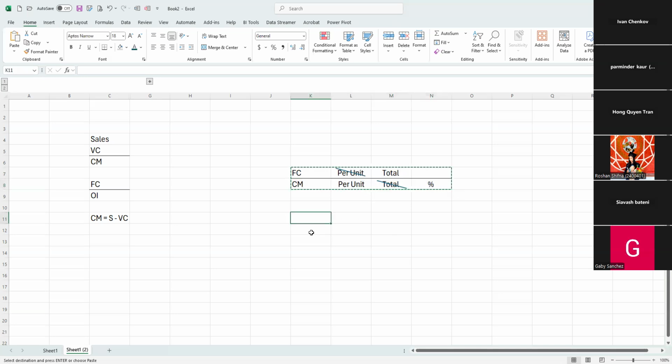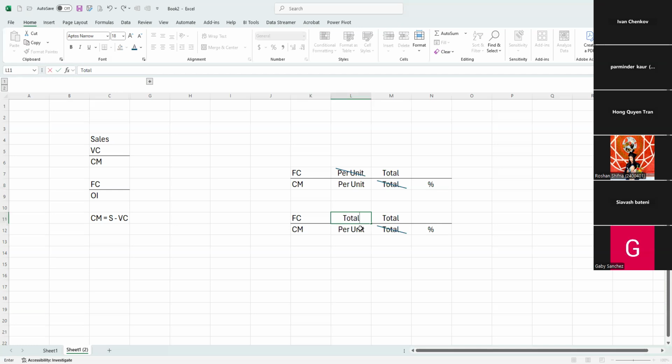So the only thing that I can use is total fixed cost, and per unit and the percentage for contribution margin. Those two fixed cost options I cannot use, and I can have total and the percentage. Those are the only two options that I can use, correct? Yes. Anything else I cannot use.